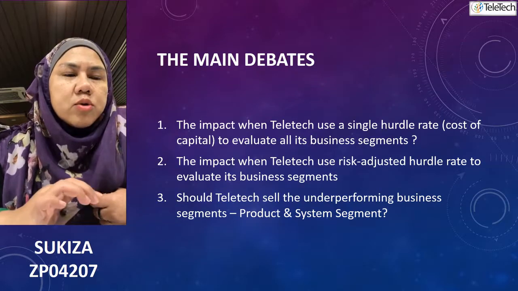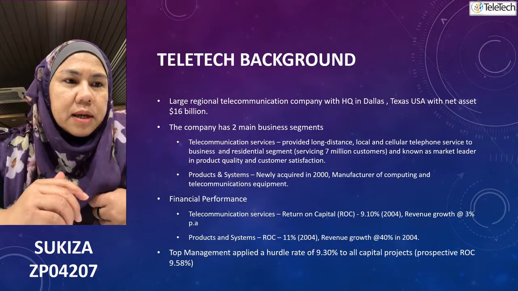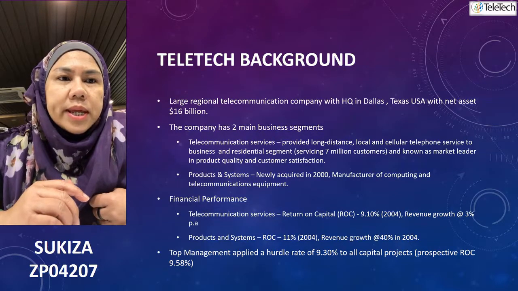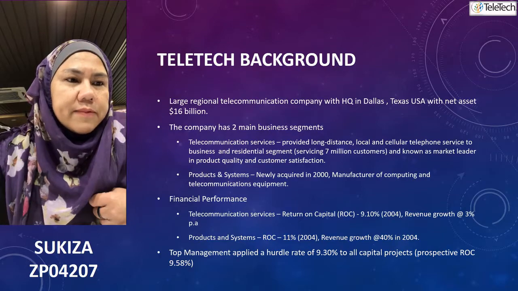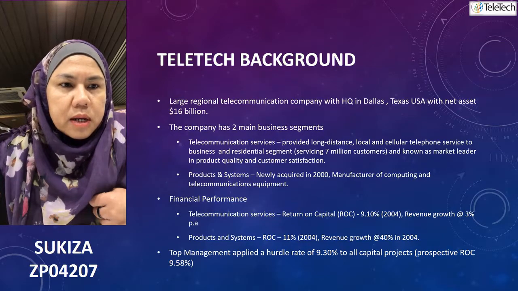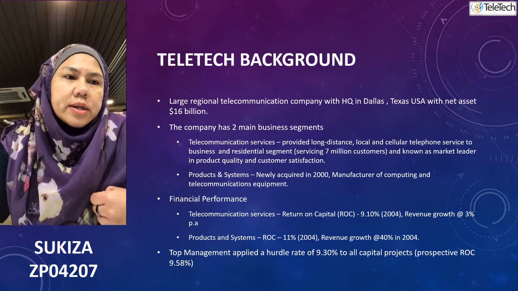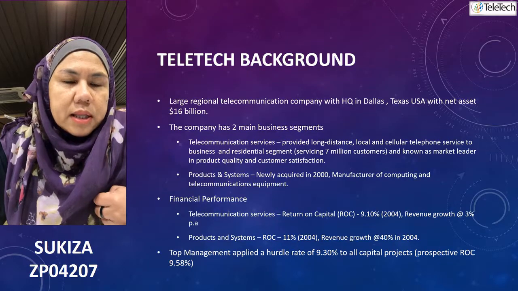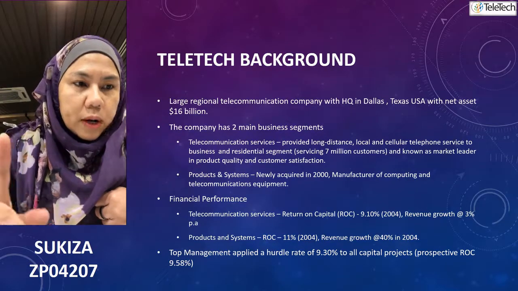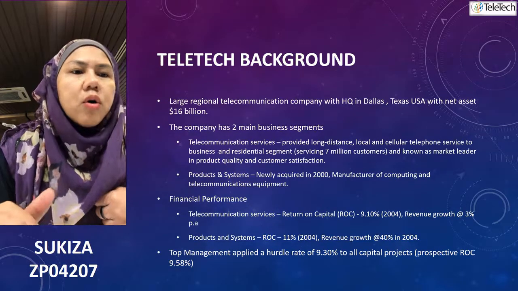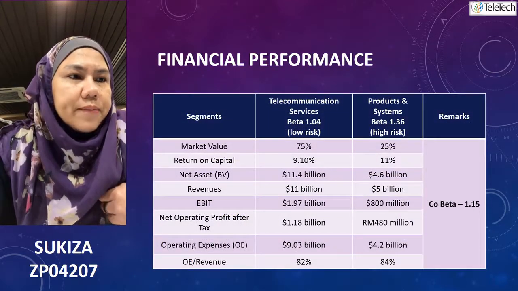For the background of the company, Teletech is a large regional telecommunication company with HQ in Dallas, US, with net assets of 16 billion. The company has two main business segments: telecommunication services, which provide long-distance and cellular telephone services to the residential segment, and the other business segment, newly acquired in 2000, which is a manufacturer of computing and telecommunication equipment. Top management has been applying a single hurdle rate, which is 9.3%, to all capital projects. I'm going to go through the financials of the company.